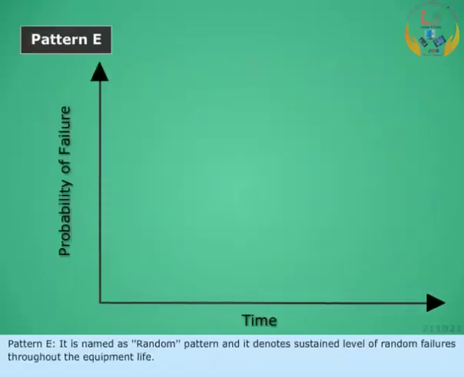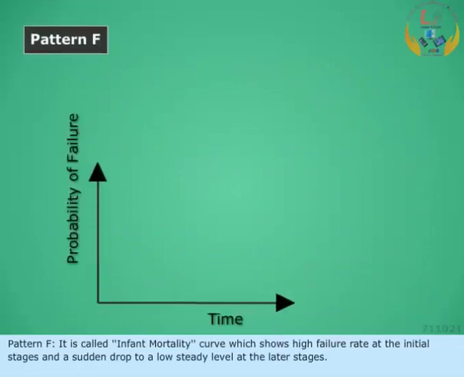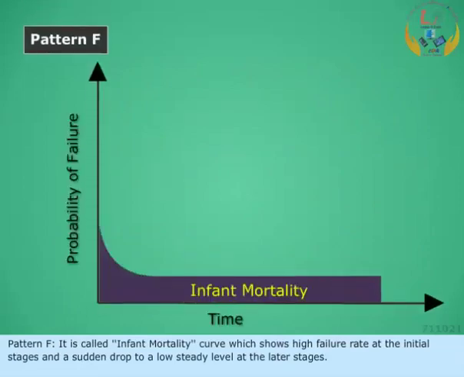Pattern E. It is named as random pattern, and it denotes sustained level of random failures throughout the equipment life. Pattern F. It is called infant mortality curve, which shows high failure rate at the initial stages and a sudden drop to a low steady level at the later stages.